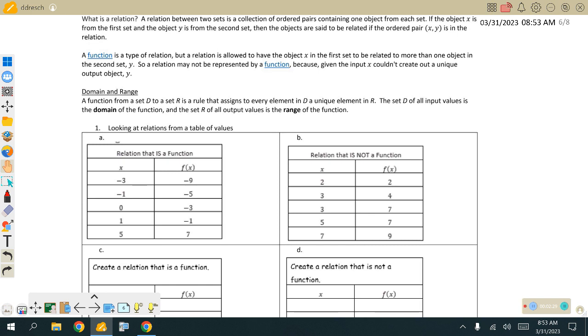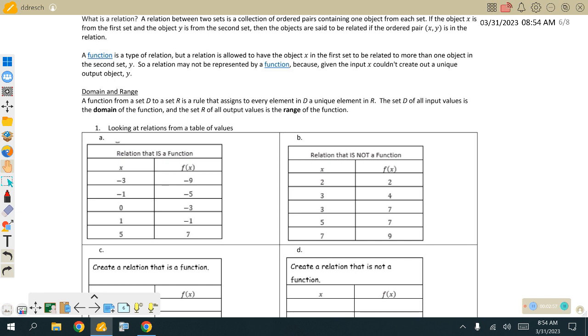Now, with relations, they get classified as a function when something specific happens. And that's usually what we focus on more in math: when does a relation become a function? So that's what we want to talk about here today. And then after that, talk about domain and range as well, and we're going to bring in that interval notation that we talked about yesterday.